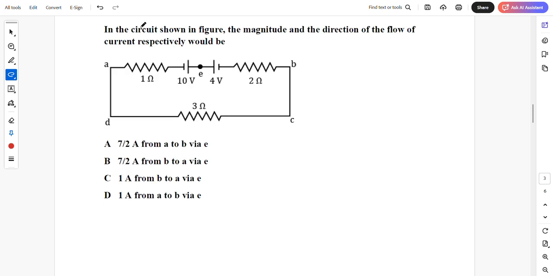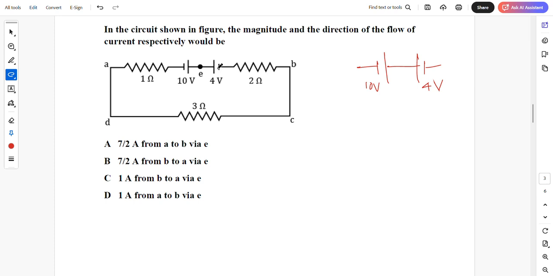In the circuit shown in the figure, find the magnitude and the direction of the flow of current. Look here, there are two batteries. One is placed this way, and one is placed this way. This one is 4 volts and this one is 10 volts. Some point E is there, let it be E.